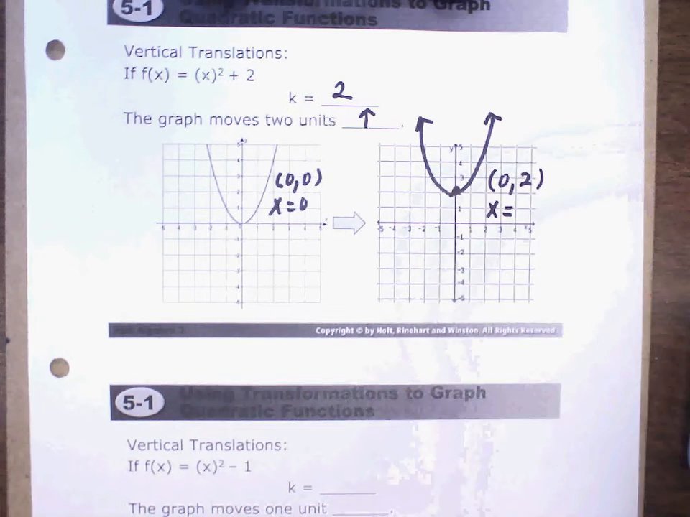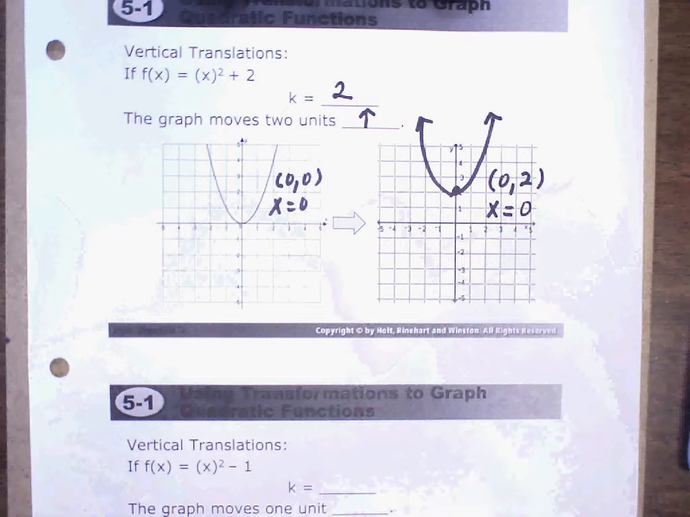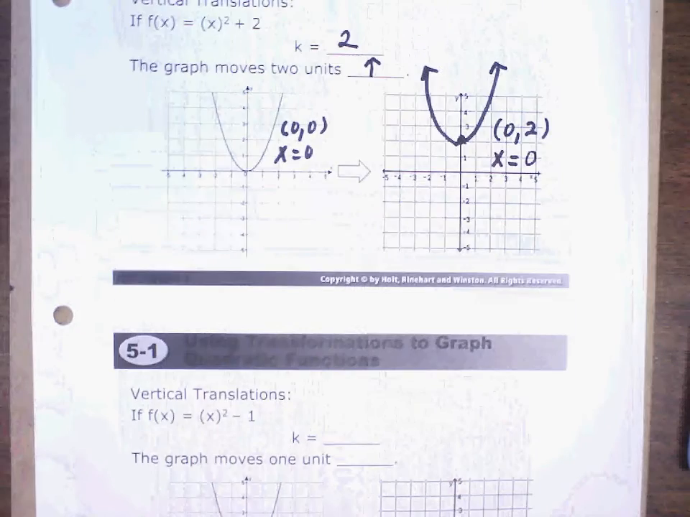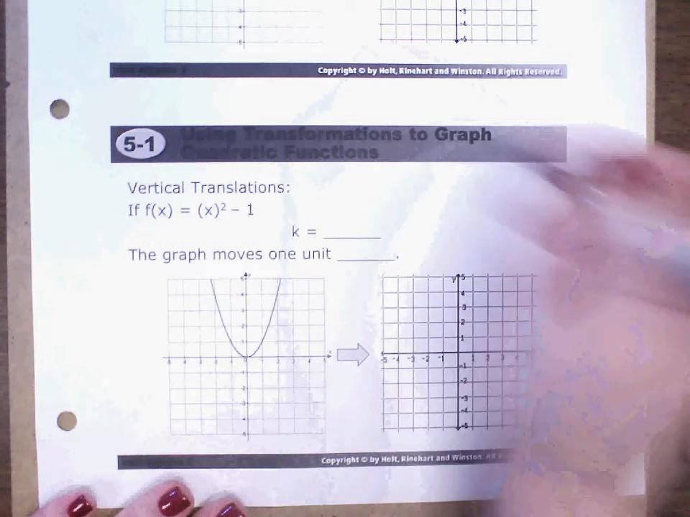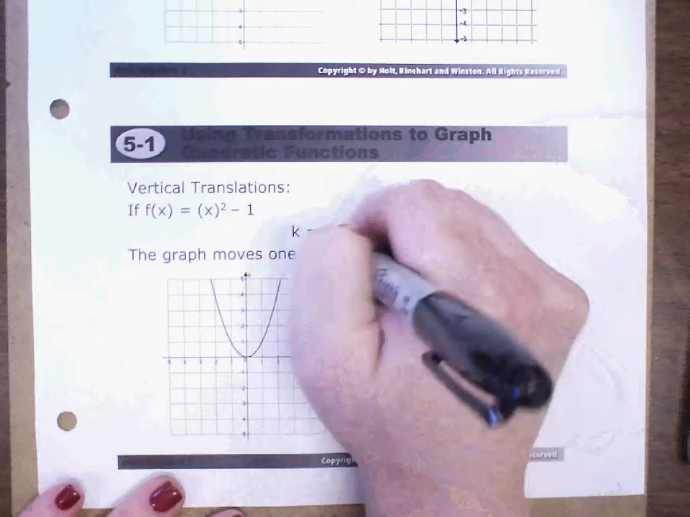All right, so this used to be 0, 0, and x equals 0. What's my vertex right now? 0, 2. But what's my axis of symmetry? Has that changed? No, it has not. It just moved up. So the axis of symmetry hasn't changed because it hasn't moved right or left. All right, let's go to the next one.